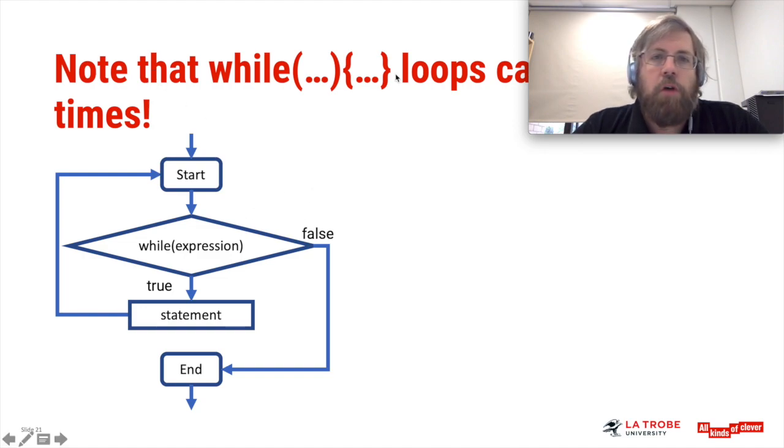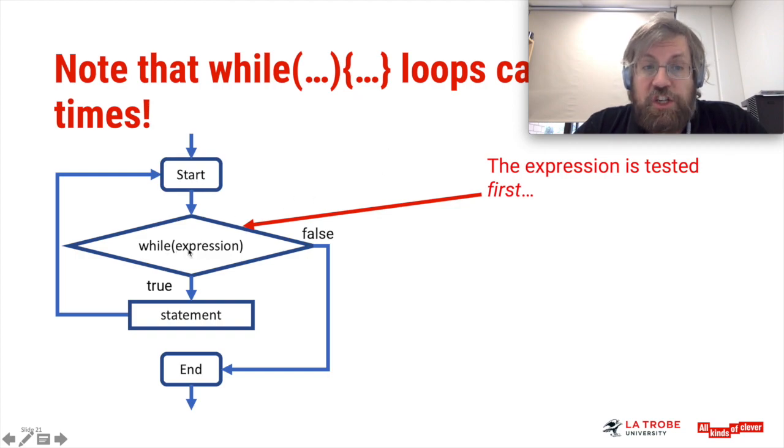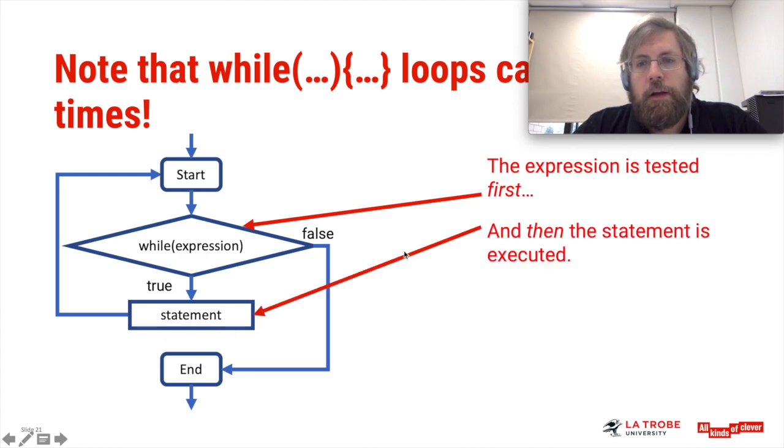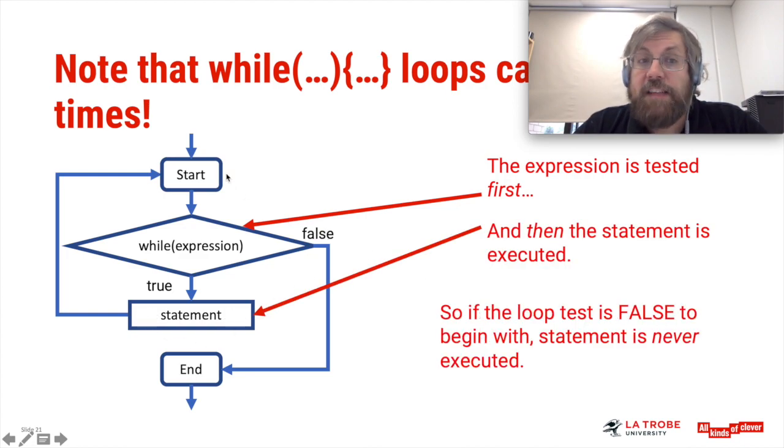And note also that while loops can happen 0 times. So the expression, the decision point, comes before the statement, right? So if the loop test is false the first time it gets there, statement is never executed. We skip over it entirely.